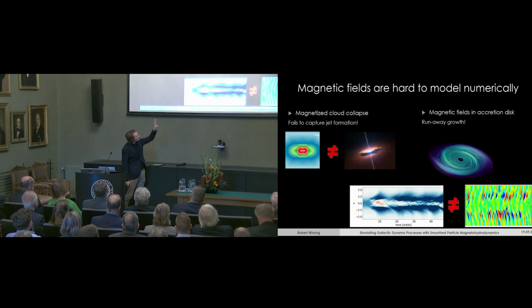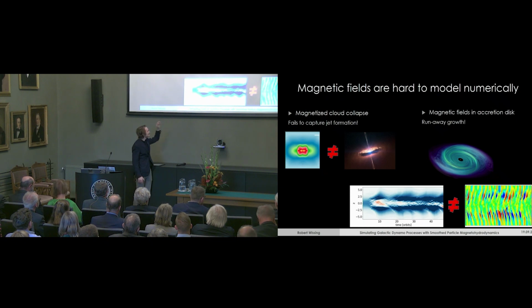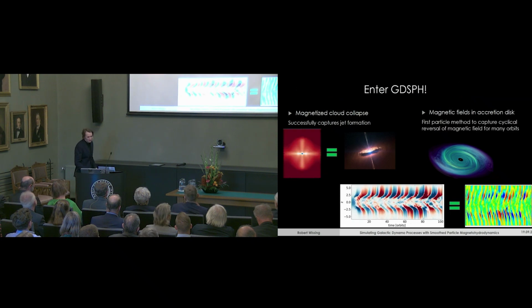Another case is accretion disks. If we look at the side-on magnetic field in an accretion disk, we expect magnetic field reversal, so the magnetic field goes from positive, negative, positive as time goes on. But when we simulate it with older models, we get a runaway growth of the magnetic field, so it goes unstable. With the new numerical model that I developed during my PhD, we can successfully capture jet formation, and we capture the periodic magnetic field reversals in the accretion disks for a very long time. This is the first particle method to ever do this in 3 dimensions.